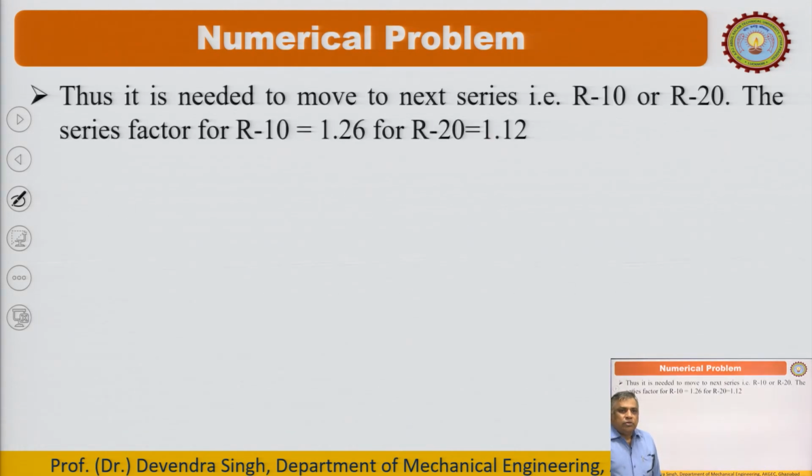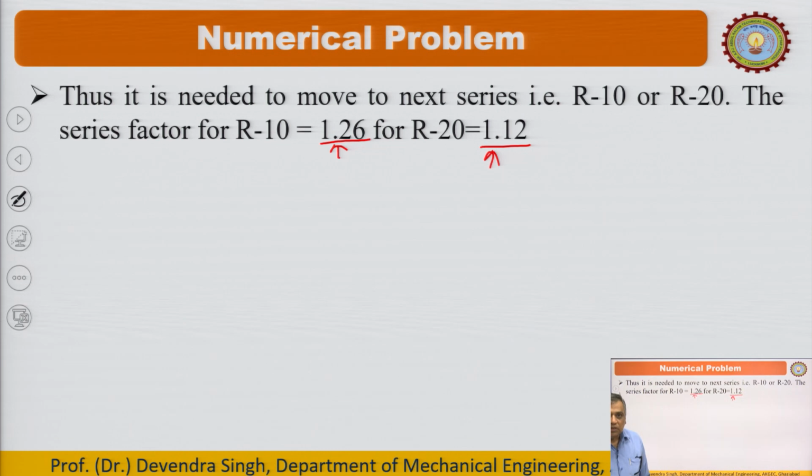Right. So it is needed to move to the next series, that is R10 or R20. The series factor for R10 is 1.26 and for R20 is 1.12. Let us look at both of these. As we know, L is equal to A R raised to power n minus 1, so this is fixed, 1.26 and 1.12. We can find out what the last term is if I start with 72 RPM. If we start with 72 and take these ratio factors, we can decide which one we should go for.